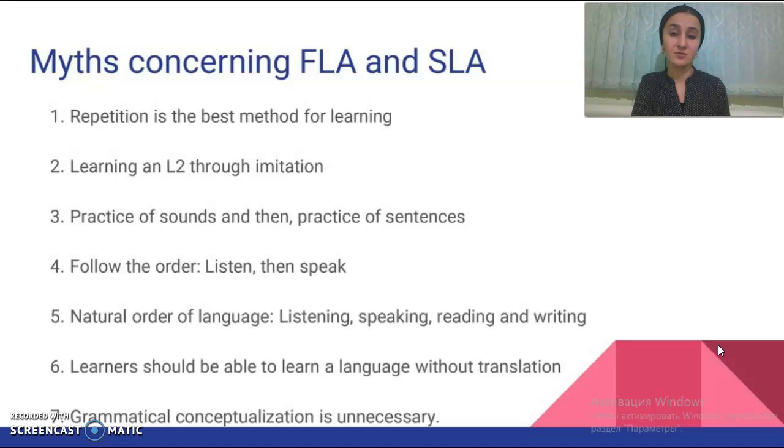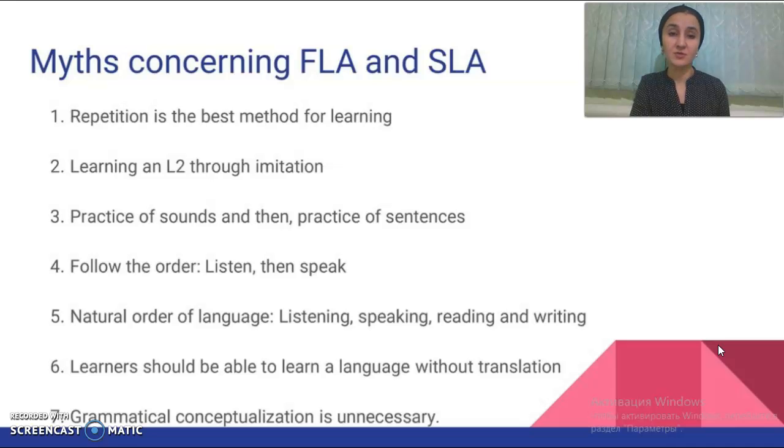Next, learning a second language through imitation. You cannot learn a language through imitation, never forget it. You can do other things by imitating, but not learn languages. Then, practice of sounds and then practice of sentences. You don't have to waste your time practicing sentences. It comes naturally.